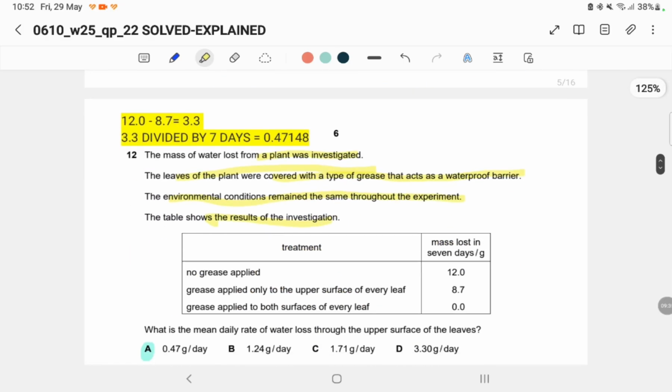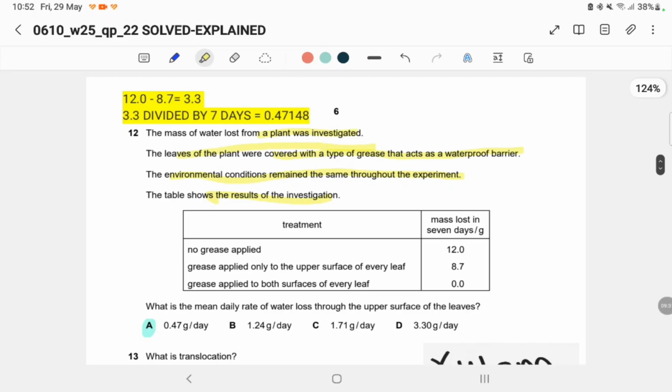Okay, now question number 12. Question number 12 seems a bit tricky, but it's not tricky at all. It's telling you here the mass of water lost from a plant was investigated. The leaves of the plant were covered with a type of grease that acts as a waterproof barrier. The environmental conditions remained the same throughout the experiment. The table shows the results of the investigation.